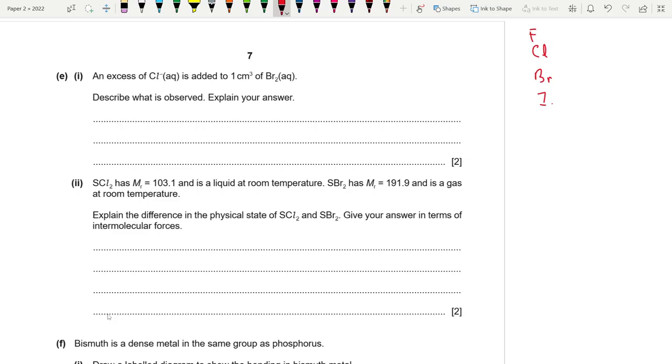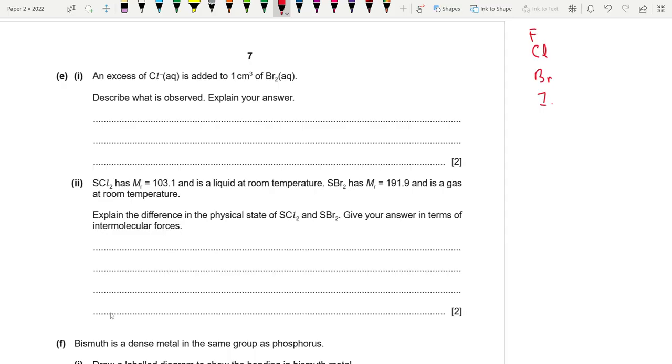So chlorine can oxidize bromide and iodide. Fluorine can oxidize all the 3 halides below. But iodine cannot oxidize bromide, chloride, or fluoride. Let me explain again. As a halogen, you can only oxidize the halides that are below you. So iodine cannot oxidize bromide, chloride, or fluoride. Bromine can oxidize iodide but not chloride or fluoride. Chlorine can oxidize bromide and iodide but not fluoride. That's how it goes. So describe what is observed.